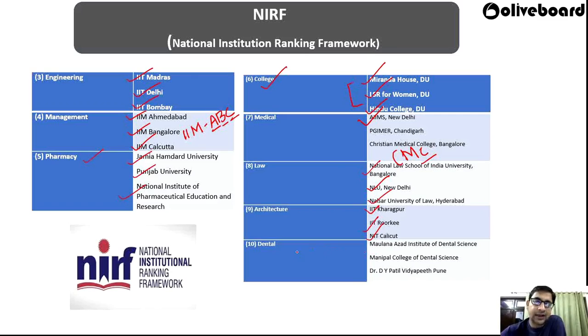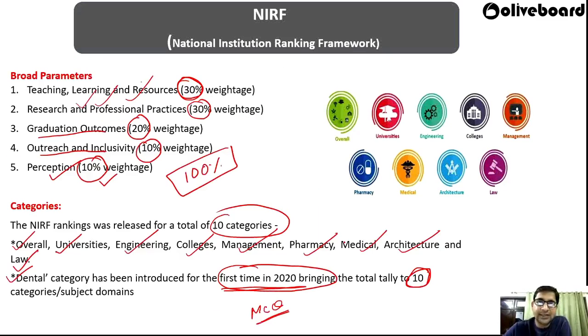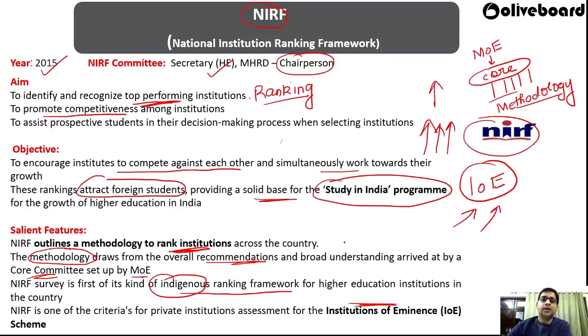Then in the dental category, which has been added in the year 2020, always remember this, Maulana Azad Institute of Dental Science is on the top. Then Manipal College of Dental Science is on the second category, and DY Patil Vidyapeeth Pune is on the third category. Please remember all these rankings, and the dental category has been added in the year 2020. Always remember that. So let us revise this NIRF.